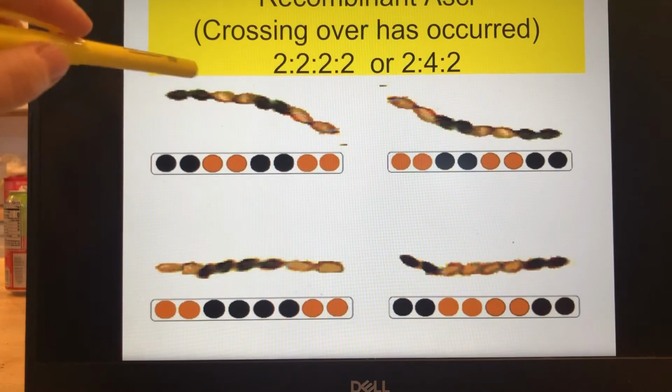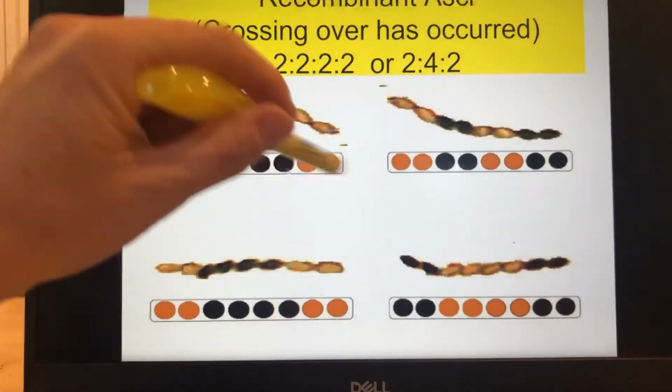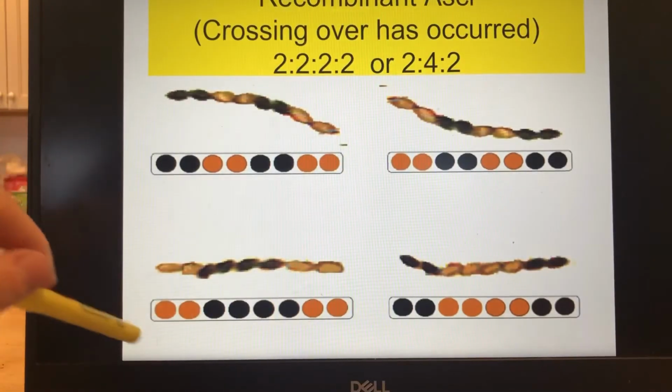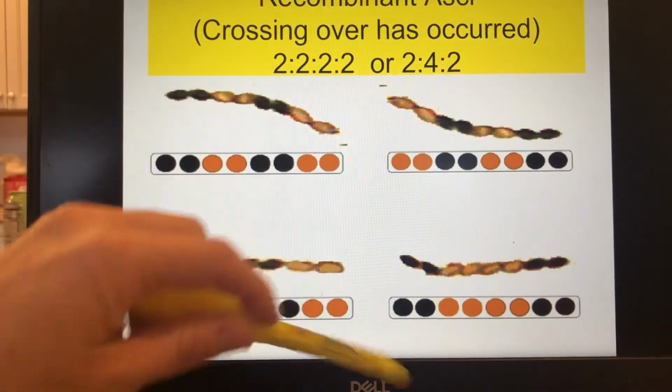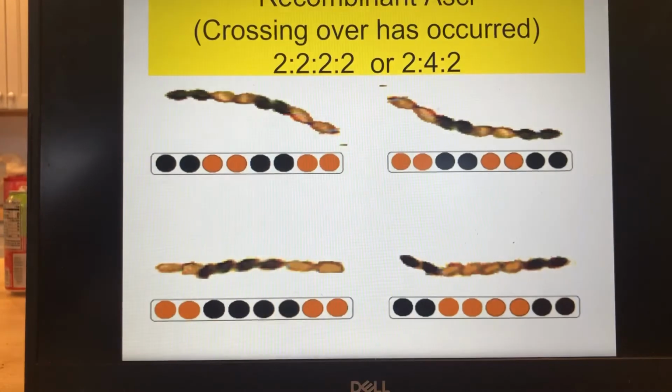And this shows you, see, the black's not always exactly black, but you'd have it in this kind of an arrangement. 2 to 2 to 2 to 2, okay? And then you'd have something like 2 tan to 4 black to 2 tan, or 2 black to 4 tan to 2 black, okay?